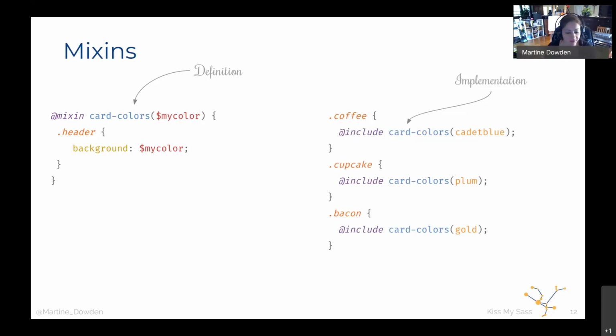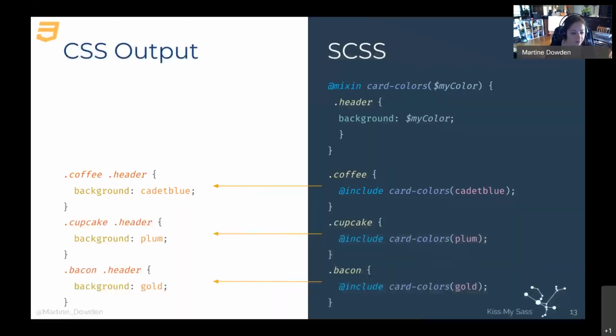I figured that was a little bit nicer to talk through than hex codes. So what that's going to do is I'm going to say basically I want coffee to have a header that has a background of cat blue, cupcake a background of plum, and bacon a header background of gold. What that looks like on the output is super simple. It's exactly what we thought it was going to do, right?